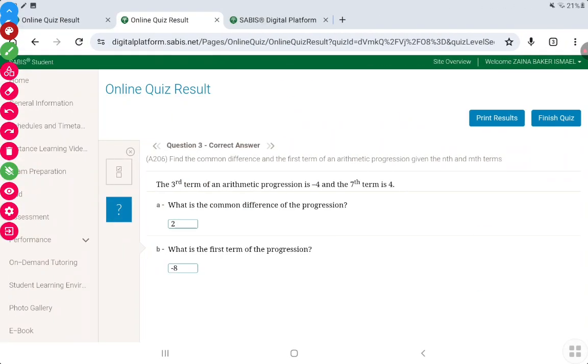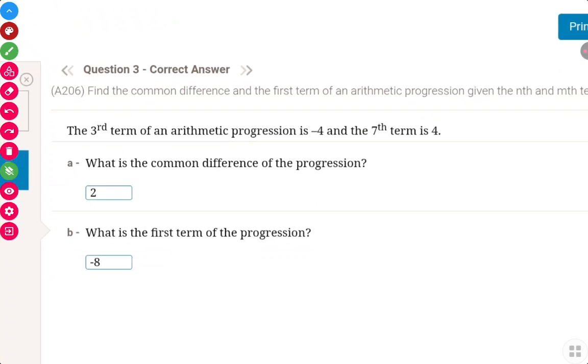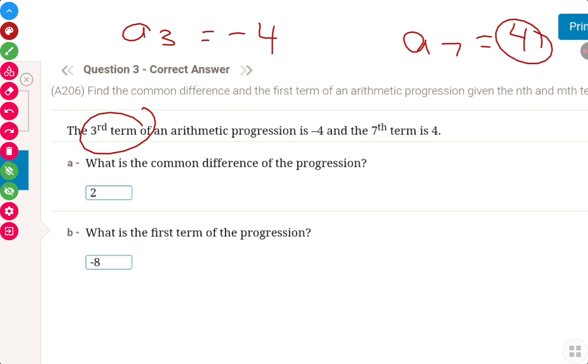Okay, here they want us to find the common difference, okay? But they didn't give us two consecutive terms. Consecutive means after each other. They didn't give us two terms that are after each other. They gave us the third term, a3. They told us it was negative 4, and they gave us the seventh term, 4. We can't just subtract these numbers together to get the difference because they're not directly after each other.